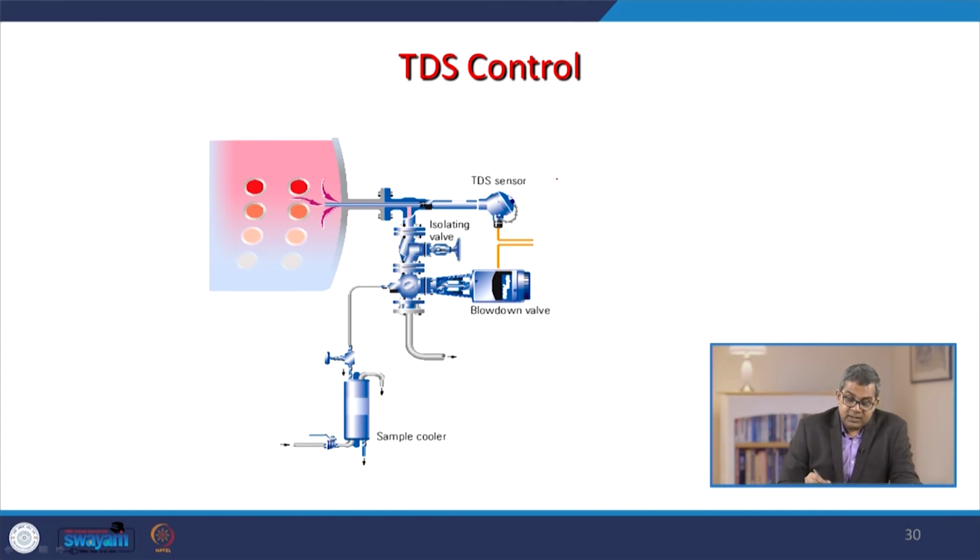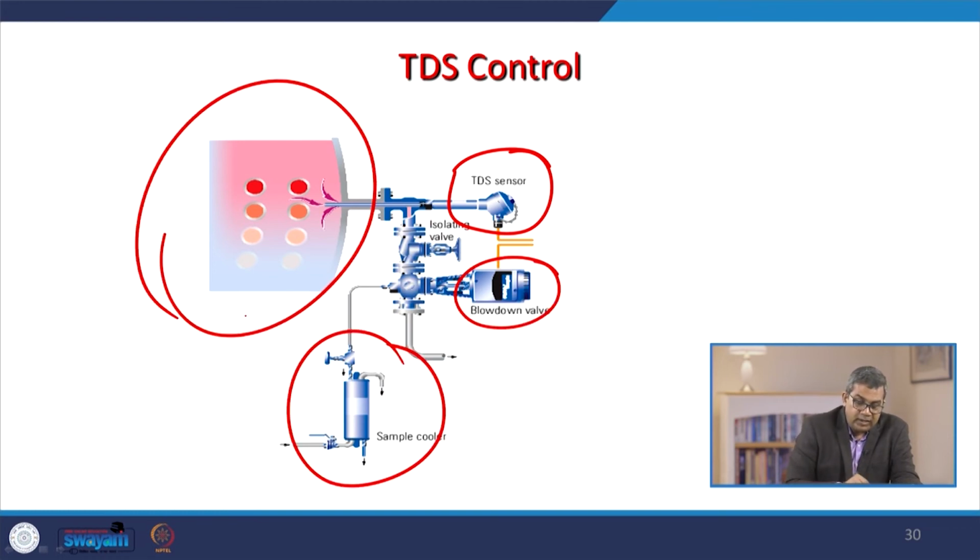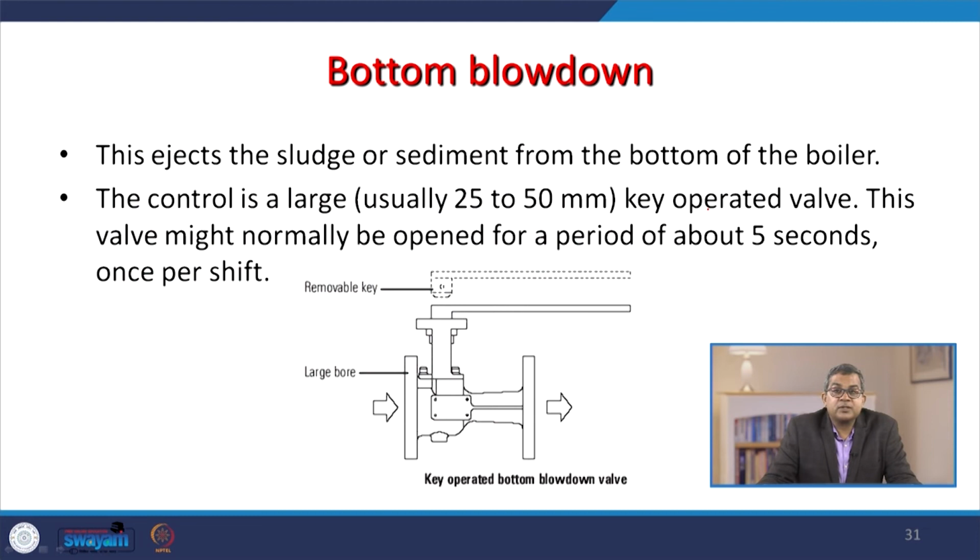Now, this is the TDS sensor, and this is the isolating valve and a blowdown valve, and this is the sample cooler, and this is your main boiler area. This TDS sensor usually senses the quantum of TDS, and if it is beyond the permissible limit, then the isolating valve will be actuated to cut short the supply of water, or some remedial measures or some chemical dosing may take place. So, this is again of utmost importance.